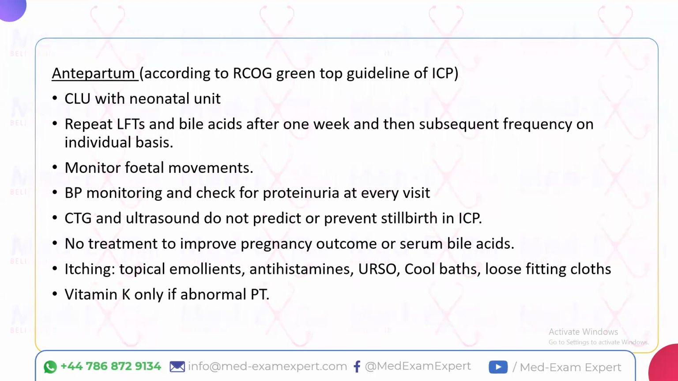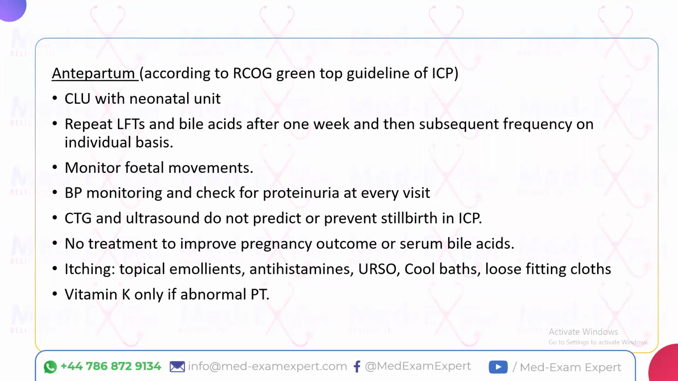According to the RCOG Green-top guidelines, CTG and ultrasound do not predict or prevent stillbirth in ICP. And there is no treatment to improve pregnancy outcome or serum bile acids. However, to help with the patient's itching, we can use topical emollients. Antihistamines can be used to help with sleep. Also, ursodeoxycholic acid can reduce itching. Cool baths and loose-fitting clothes can all be used to help with itching. Vitamin K will only be given to patients who have an abnormal prothrombin time.